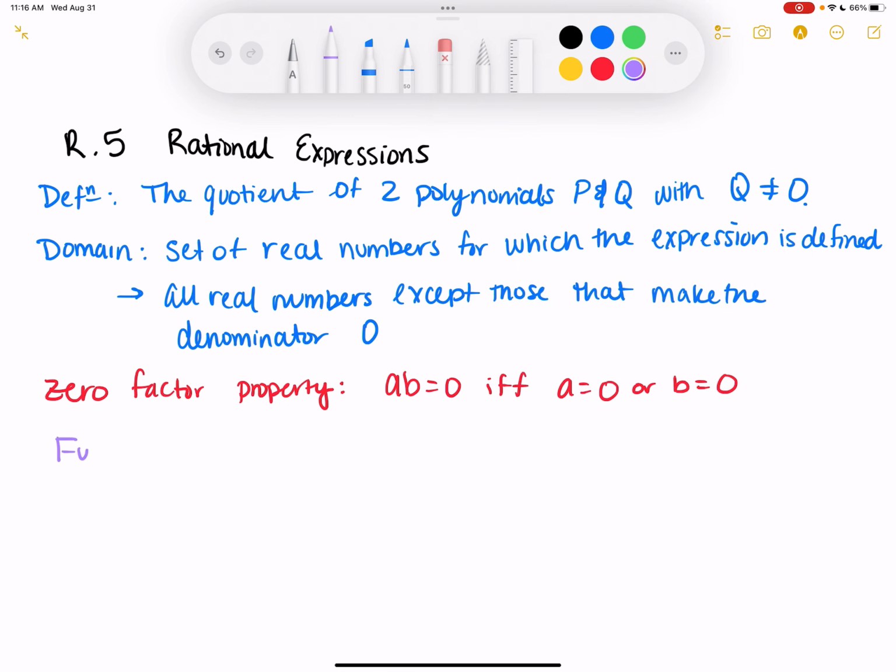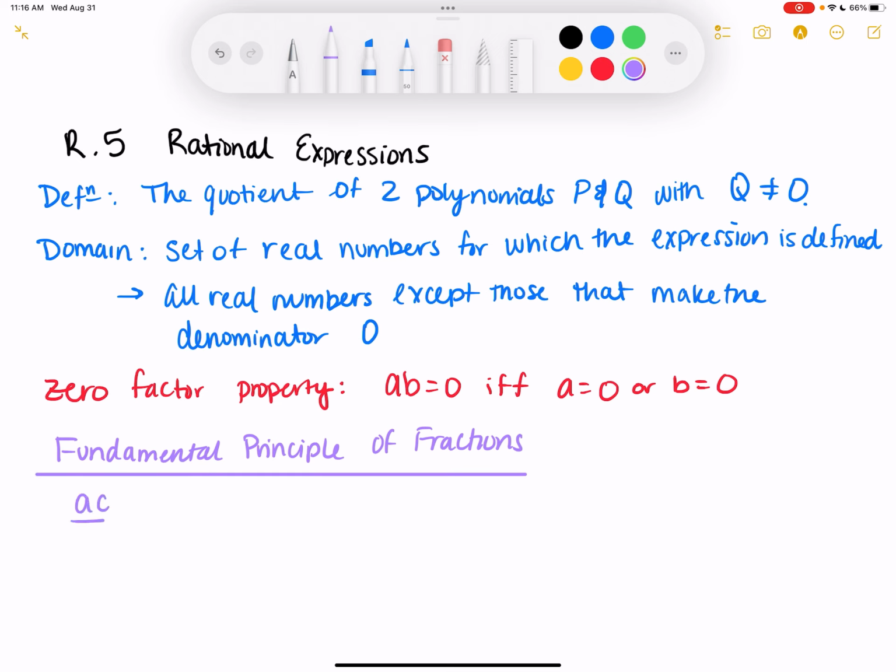All right, the fundamental principle of fractions: AC over BC equals A over B, assuming B is not equal to 0 and C is not equal to 0.